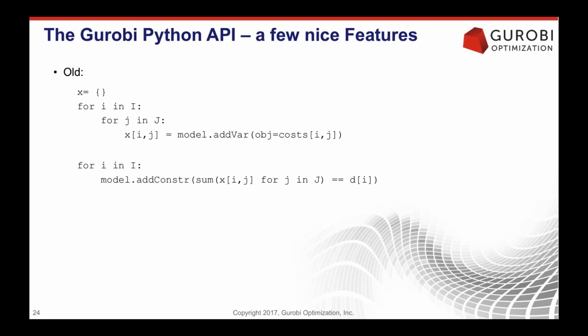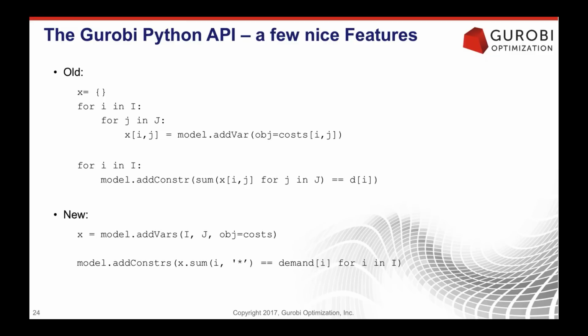Then we also want to add a constraint, and the constraint is there for the index set i, and this constraint sums up all the x variables for j, and this sum should be equal to a coefficient that is called d. And so this is how it looked like in the old Gurobi interface.